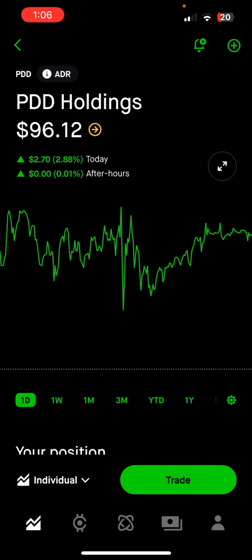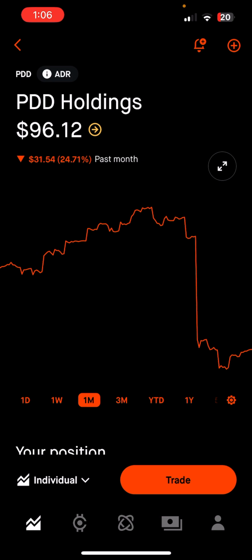And we have PDD. So PDD had earnings recently, and it actually beat earnings, but missed out on revenue. So it pulled back 24%. So it dropped a ton. And I have this set to 1 month out, and we're going to take a look at RSI, Relative Strength Index.